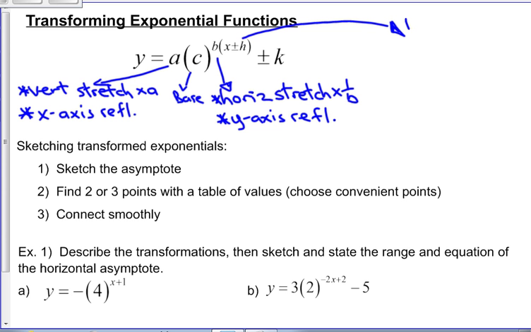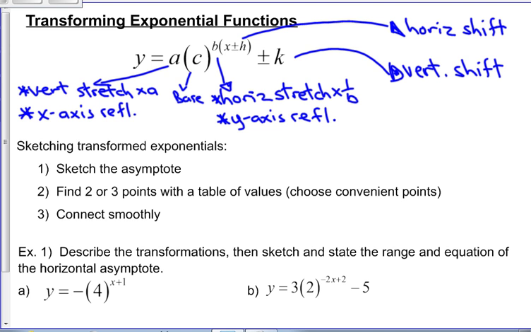H, that's our horizontal shift or translation. And K is our vertical shift. And K also controls where the asymptote is going to be. So the asymptote will be at the line y equals k. Usually it's just on the x-axis, which means y equals 0. If we're shifted up, then the asymptote is going to be shifted up accordingly.